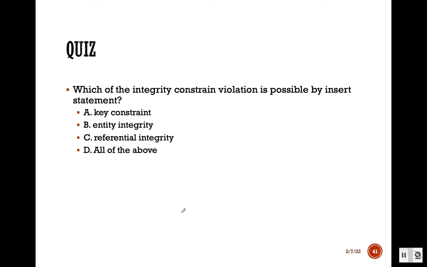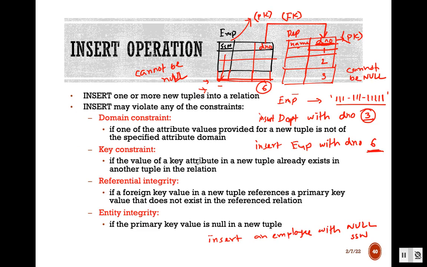So that's an easy quiz. Which of the integrity constraint violations is possible by an insert statement? We have listed key constraint, entity integrity, referential integrity, and all of the above. I think that's an easy one. The answer is all of the above. So we saw a couple of examples of how all of the above constraint violations are possible by the insert operation.